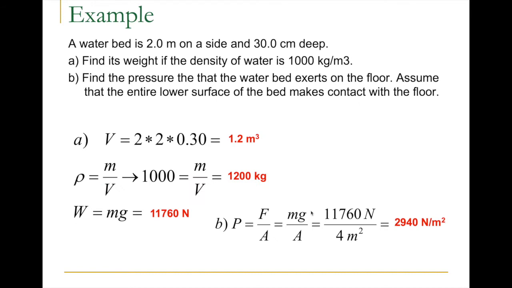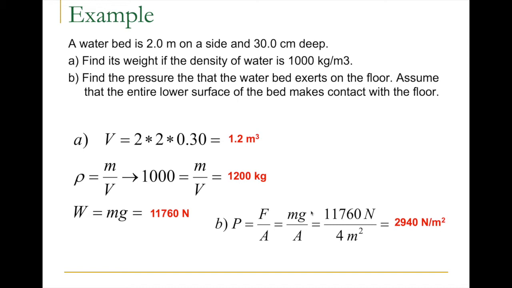Let's say we have a waterbed that is 2 meters on a side and 30 centimeters deep. And our first question is finding its weight if the density of water is 1,000 kilograms per meter cubed. Well, we know that the volume of any rectangular prism is length times width times height. So we can simply plug those values in to give us an answer of 1.2 meters cubed. From there, we can use our density equation to find the mass of water in this waterbed.